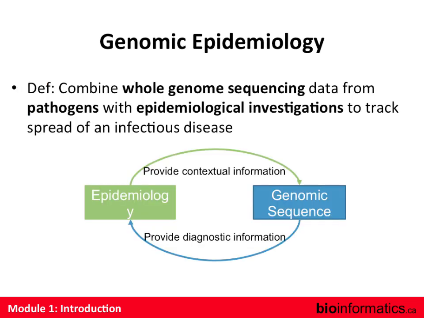And so genomic epidemiology, the name itself really doesn't have a lot of creativity built into it. It's really just a combination of whole genome sequencing, genomics, data from pathogens with epidemiological investigations to track the spread of infectious diseases. What's important to realize is that they go hand in hand. So the epidemiology supports the contextual information for performing genomic sequence analysis, and the genomic sequence information in turn provides high resolution data for typing, or high resolution test results, for epidemiological investigation to help filter out the background cases from linked cases.